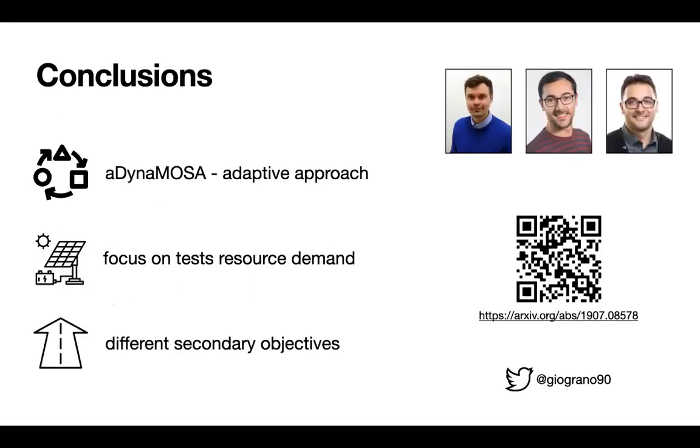To wrap up, we introduced adaptive DynaMOSA, an adaptive approach that is able to optimize secondary objectives that are orthogonal to code coverage without any negative effect on the code coverage itself. In this paper, we focus on the problem of generating tests with low resource demands, in this case, runtime and in-memory consumption. But this is a flexible algorithm that can be used in theory for any kind of secondary objective. And this is also part of our future research.